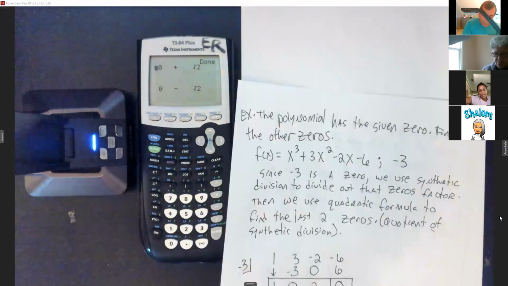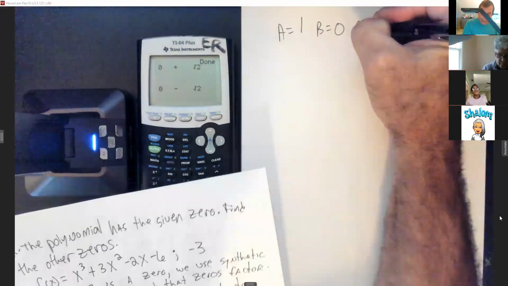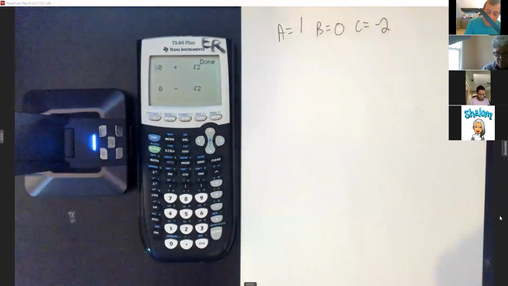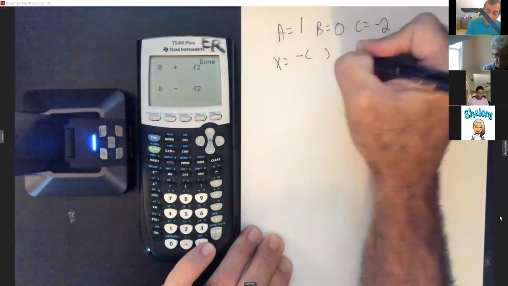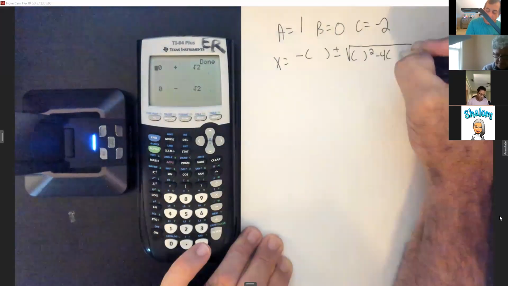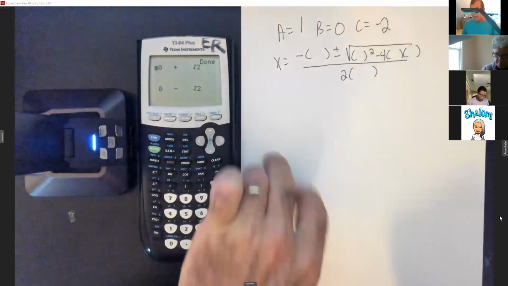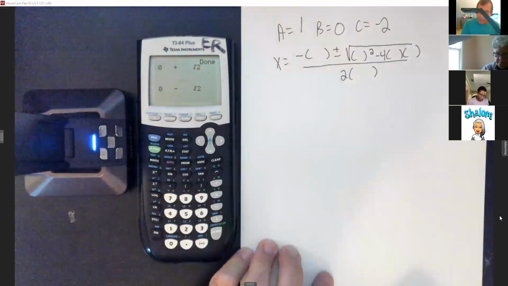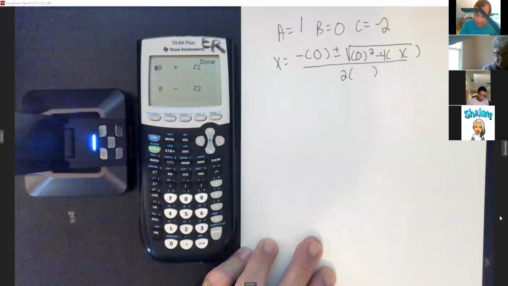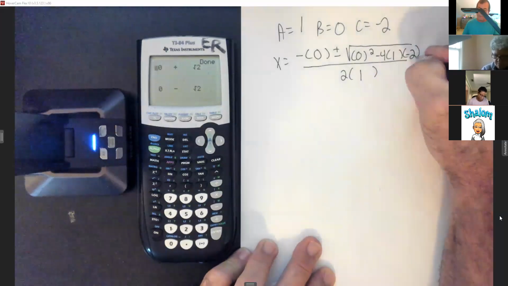So I had my 3 numbers. So watch this. We had A is 1, B is 0, and then C was a -2. So here we go. X equals -b plus or minus square root of b squared minus 4 times a times c all over 2 times a. But what's nice is b is 0, so that's 0 in those 2 spots. A was 1, so that'll go here and here. And then C was a -2. That's going to go right there.